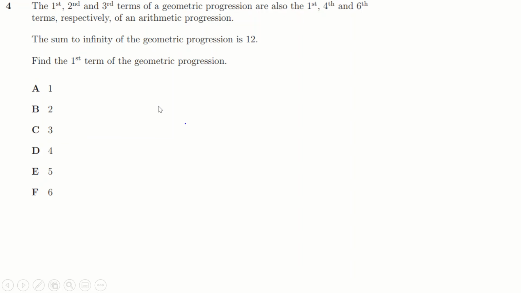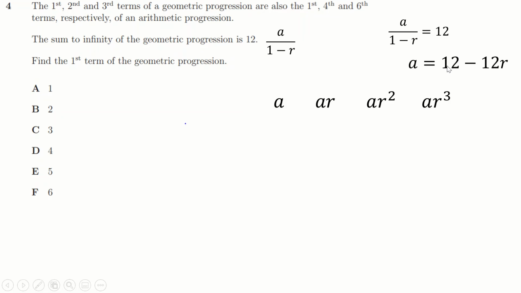Number 4. Okay, so a geometric progression goes a, ar, ar squared, ar cubed. You're just multiplying by some factor r each time as you go along the sequence. This is the sum of a geometric sequence as long as r is less than 1, which I'm assuming it to be, and that apparently equals 12, which I can quickly rearrange to be this. So that's going to be helpful.